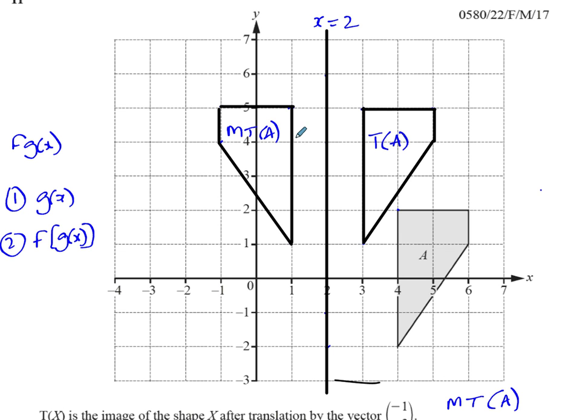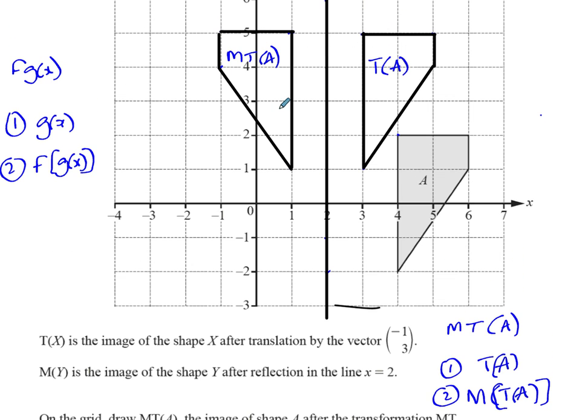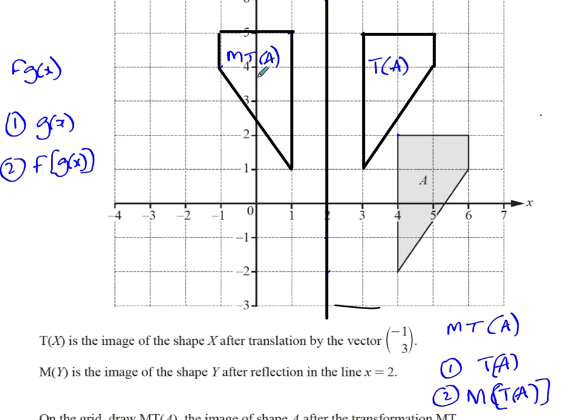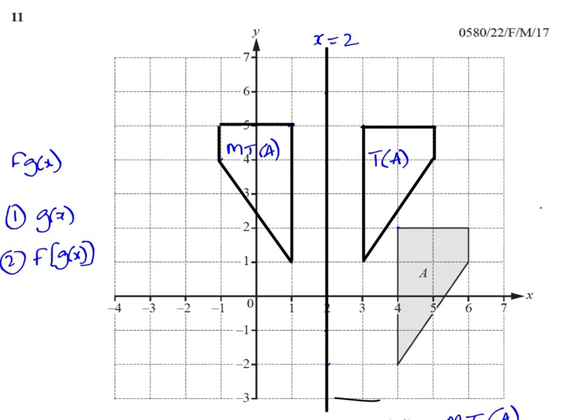This is the image of A after it's been translated by the transformation T and then reflected by the transformation M. MTA. Okay, and that is our answer. I'll mark clearly which is our answer, MTA. You should mark it clearly in case there's some confusion as to which is which. And there we have this question answered, question 11. And thank you for listening.